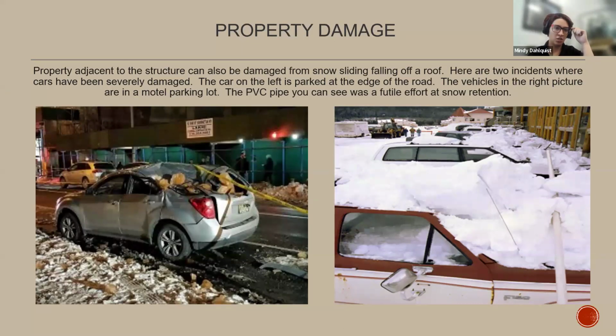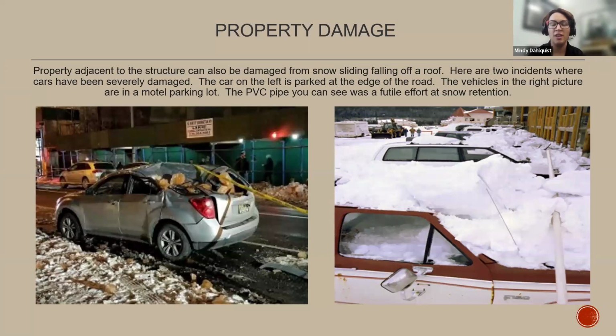Property adjacent to the structure can also be damaged from sliding snow and ice. So these are two different incidents where cars have been severely damaged. The car on the left is in New York City. For the vehicles on the right, a PVC pipe was utilized as snow retention on this motel, and unfortunately the snow retention as PVC pipe did not function and definitely caused some damage.